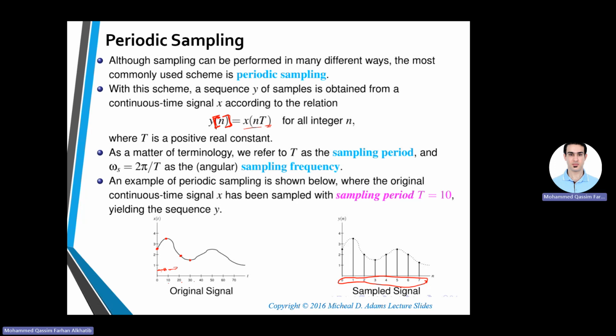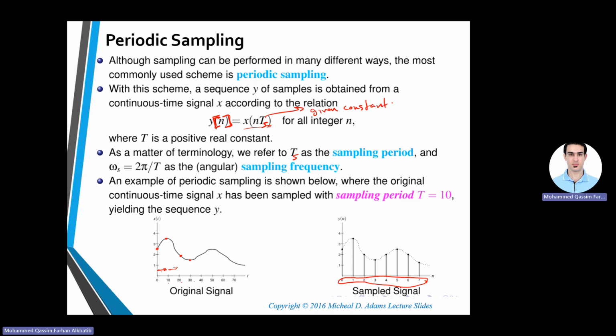Okay, as a matter of terminology, we refer to T as the sampling period, with the sampling frequency 2 pi over T. Actually, we call it T of s, showing that it's the sampling period. It's not the same as the period of the signal, it's different. An example of periodic sampling is shown below, where the original continuous time signal x has been sampled with sampling period T equal to 10. By the way, this one we will also call T of s. Now T of s is a given constant. I want to sample every 10 milliseconds.